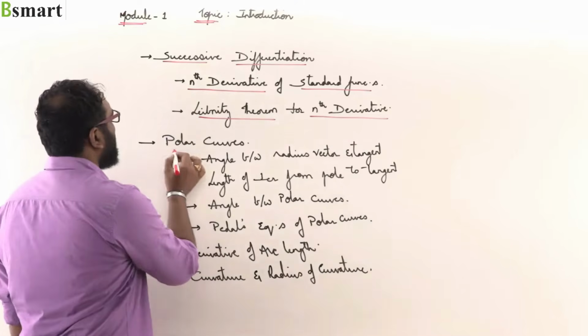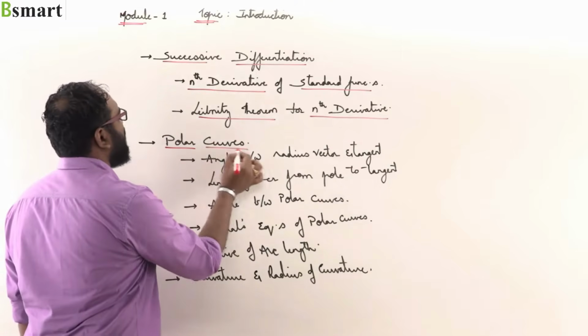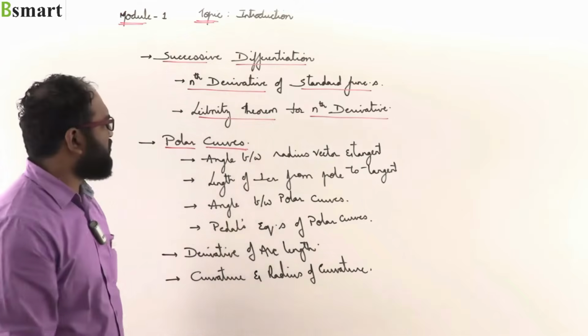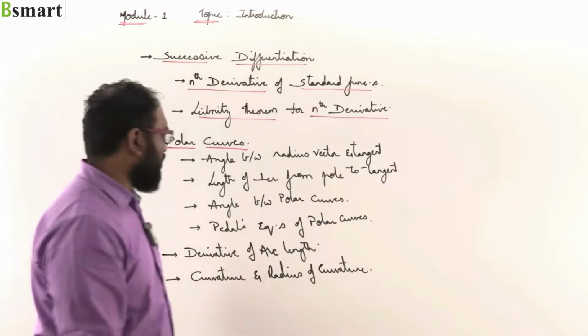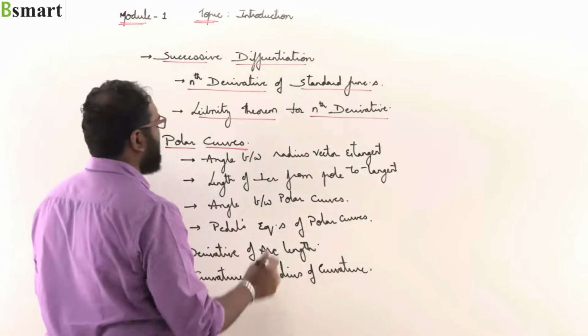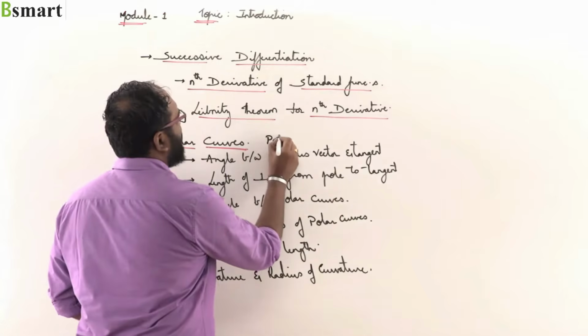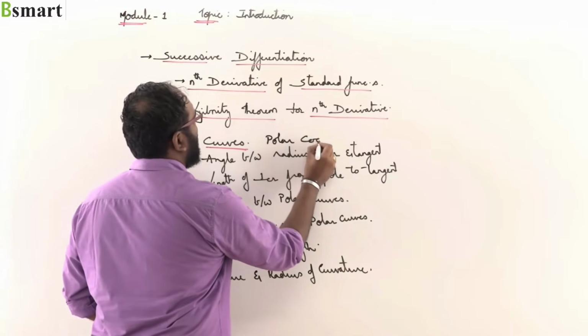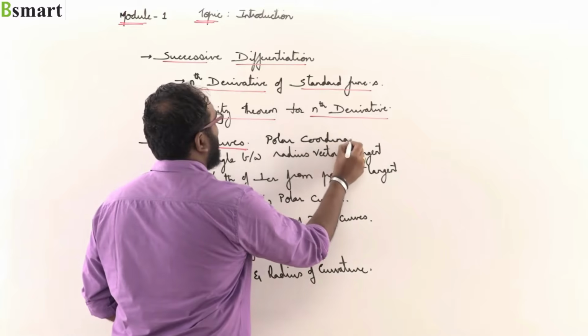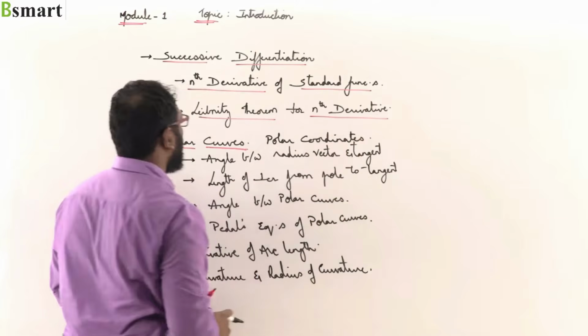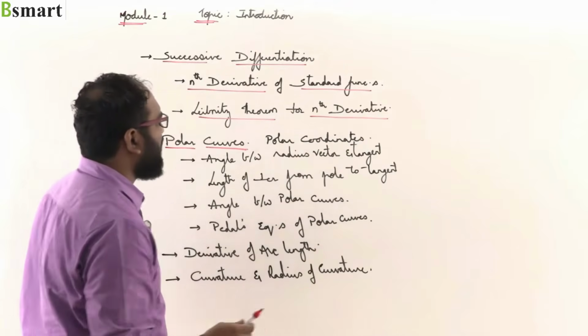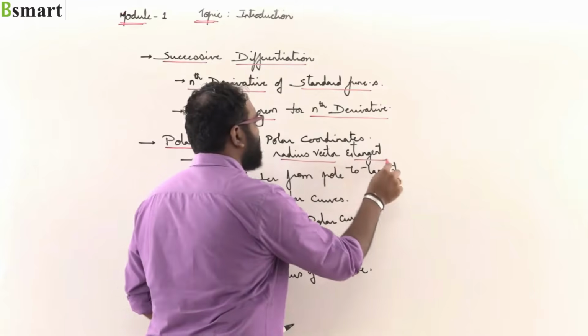And again we are going to learn, as the second topic, polar curves. In polar curves, what are the polar coordinates? We are going to learn about the polar coordinates and we are going to learn about the angle between the radius vector and the tangent.